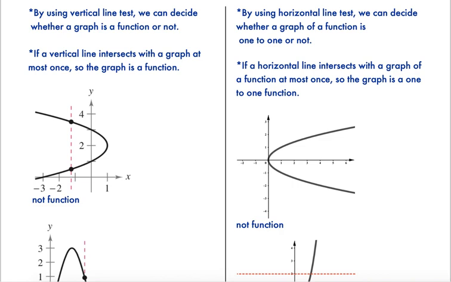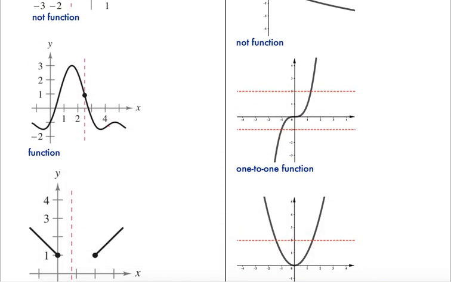First of all, it must be a function. It doesn't pass the vertical line test. It's passing through 2 points on the vertical line. It's not a function. So we can't talk about it being a one-to-one function or not. So let's continue with other examples.